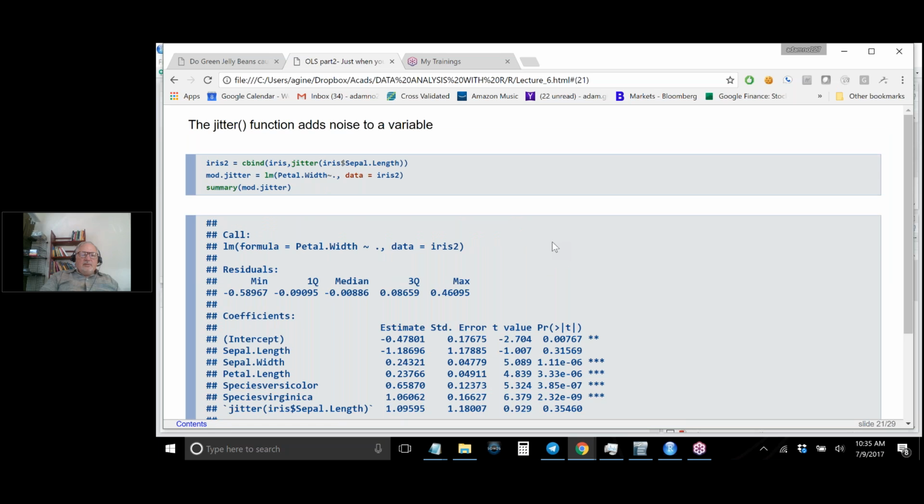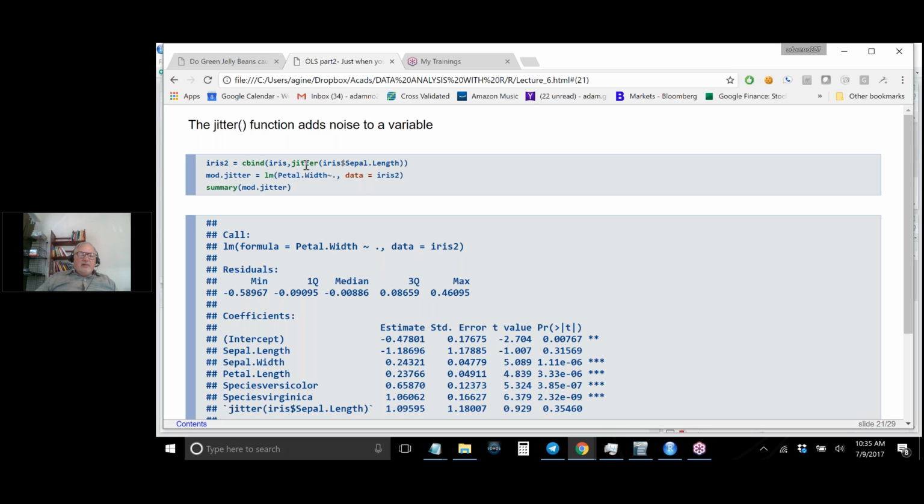Now, the jitter function is just a function that adds a little noise to your data. So I'm going to create a new data set called iris2. I'm going to take the iris sepal length, add some noise to that, and add that as a new variable.